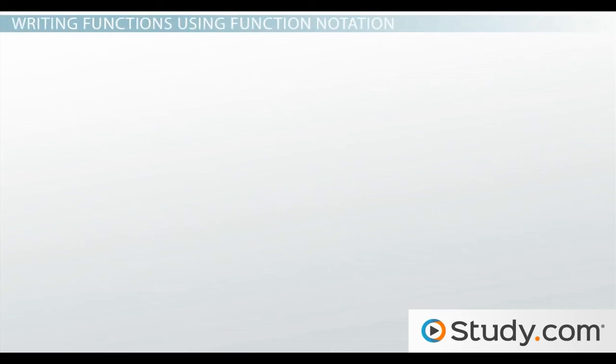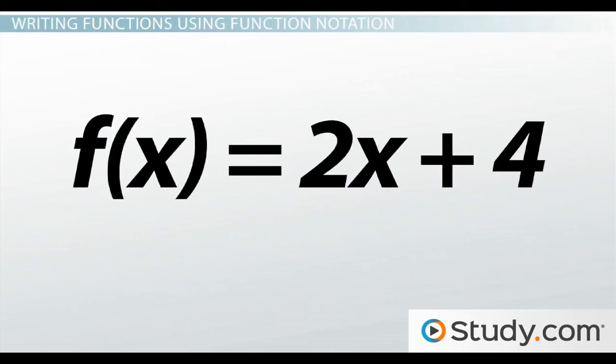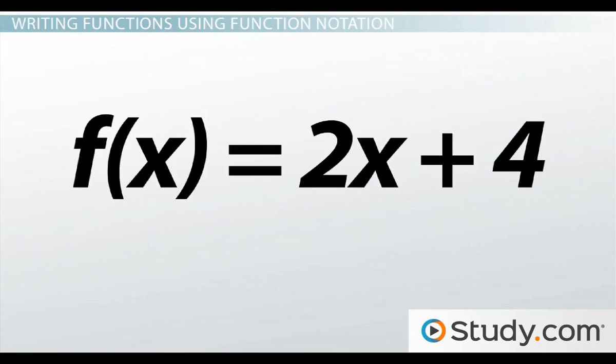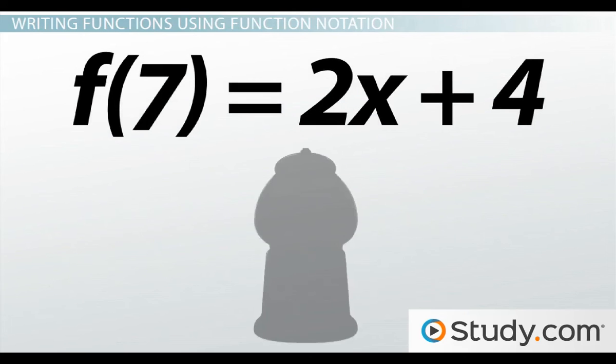Since this is a function, we can write the same equation using function notation, f of x equals 2x plus 4. This means that the function of x, f of x, is equal to 2x plus 4, 2 times x plus 4. If we evaluate f of x equals 2x plus 4 for x equals 7, f of 7, we simply input 7 into the domain value, x, and run the function machine.